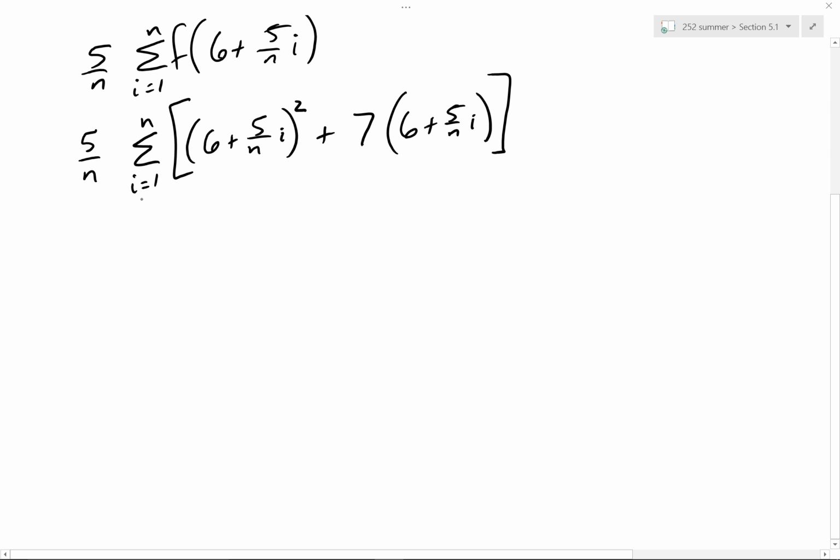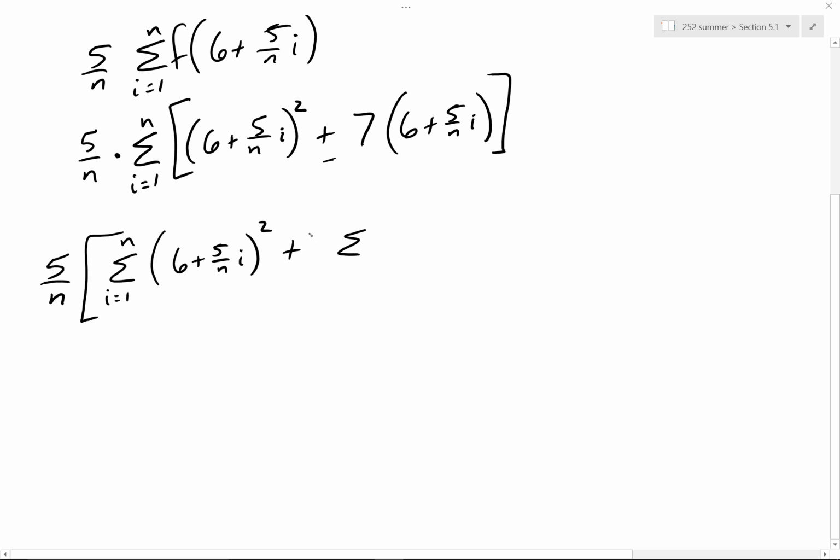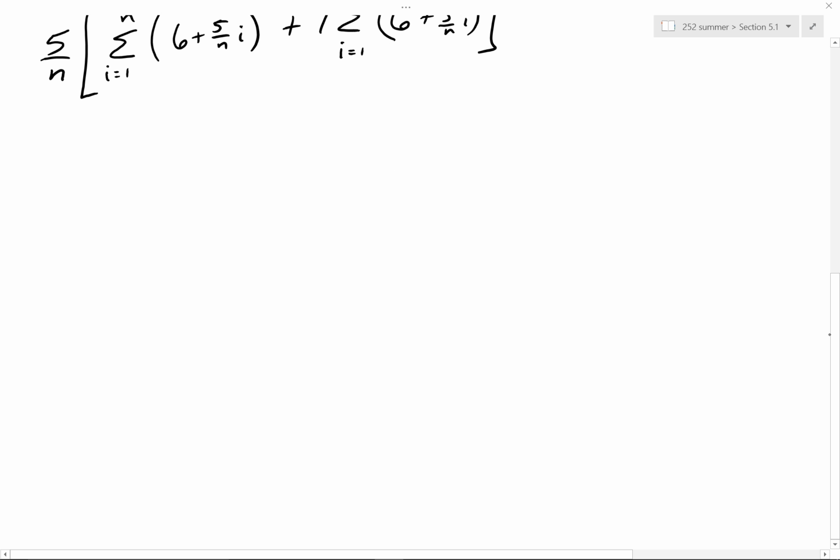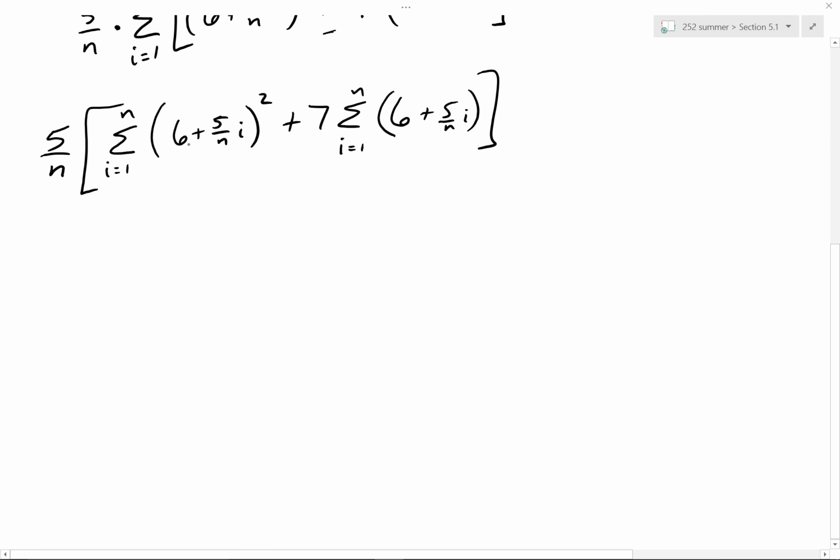And remember, because we have a summation right here, we can break that into parts, friends. And so we could just do the sum of i goes from 1 to n, 6 plus 5 over n i squared, plus the sum, and I'm going to pull the 7 out while I'm at it, if that's okay with you, i goes from 1 to n, 6 plus 5 over n i. Oh, that's nice. But you're like, wait, Jay, can't we FOIL this out? My God, we can. Good eye.